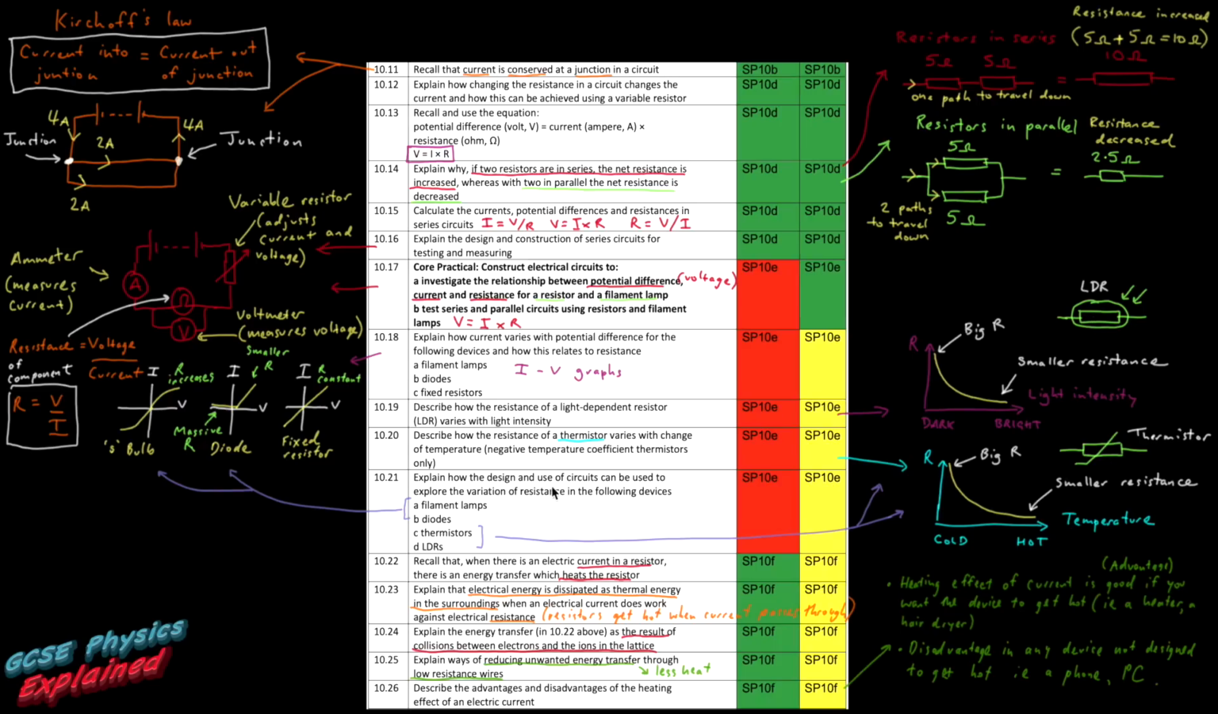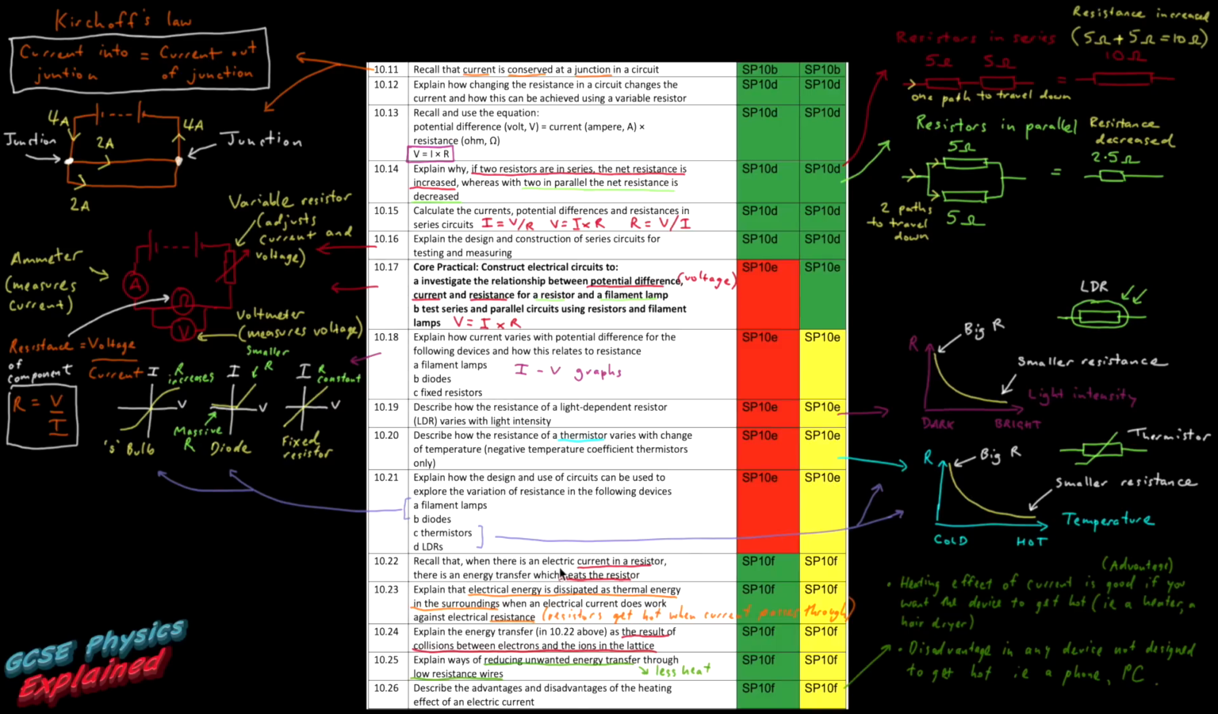Explain how the design and use of circuits can be used to explore the variation of resistance in the following devices: filament lamps, diodes, thermistors, and LDRs. So basically it's similar to the core practical. We'd use that circuit there in order to get multiple readings and to plot these graphs here and these graphs here.